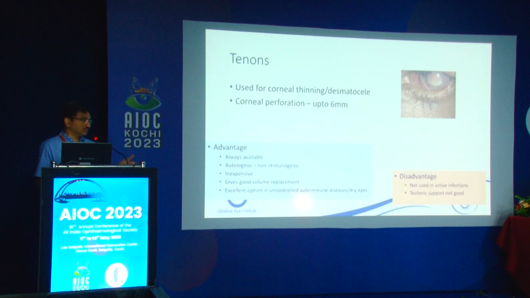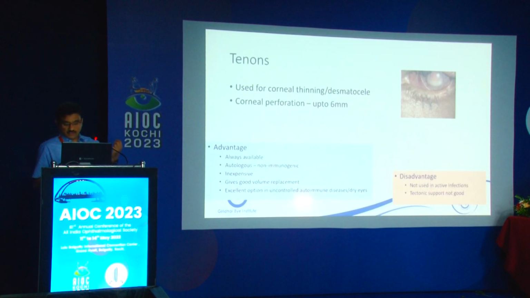Then finally, the new kid on the block, the tenons, which has come up now. Again, it can be used for corneal thinning and descemetocele. It is said that you can use it for perforations up to 6 millimeters. The advantage is it's always available, autologous and non-immunogenic, and inexpensive because you're taking it from the same eye. It gives good volume replacement, and it's an excellent option in uncontrolled autoimmune and inflammatory conditions of the eye with melt. But it is not an option in infections. And the tectonic support provided is not as good as the other ones.